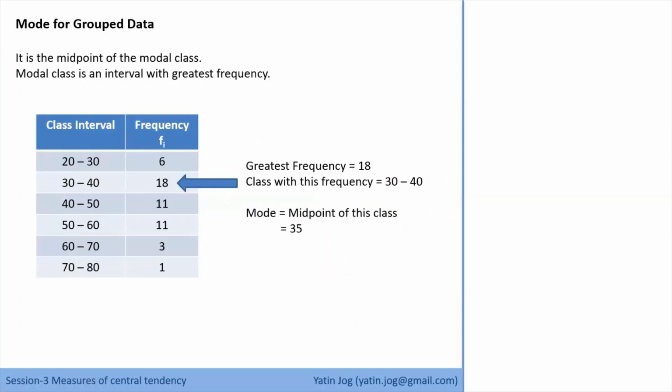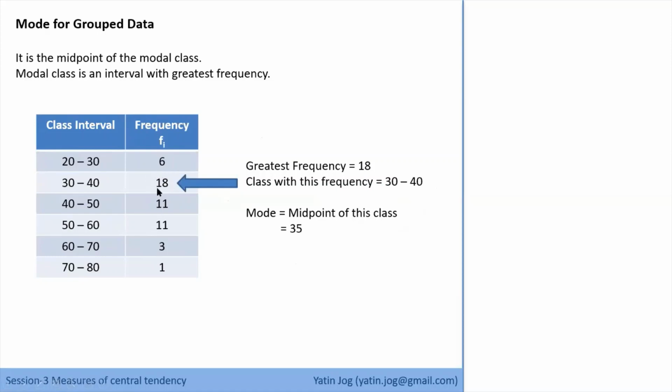In case of grouped data, you'll have some data with you, something like this. So you have to find out the mode for this grouped data. It is the midpoint of the modal class. The mode for grouped data is the midpoint of the modal class. Now how to find the modal class? Modal class is the interval with the greatest frequency, the highest frequency. So the highest frequency in my available data is 18.